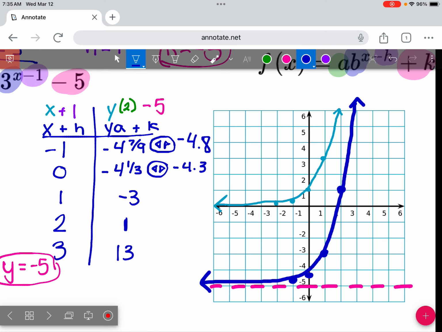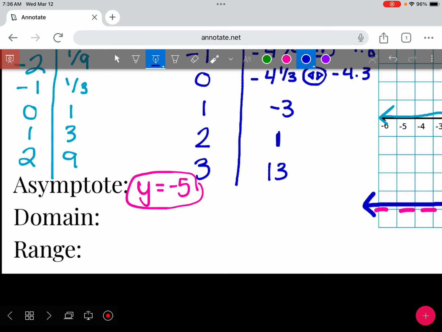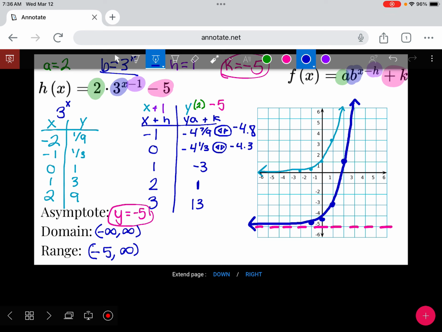What is our domain on our transformed function here? From negative infinity to positive infinity. That is our domain every single time for every single exponential function. What's our range on this one? From -5 to infinity. Our asymptote will always be involved in our range somehow. In this case, it's the absolute lowest this is going to really try to get to.